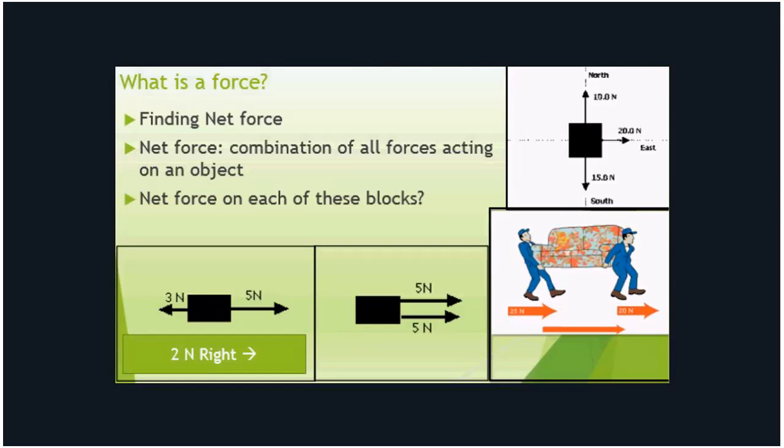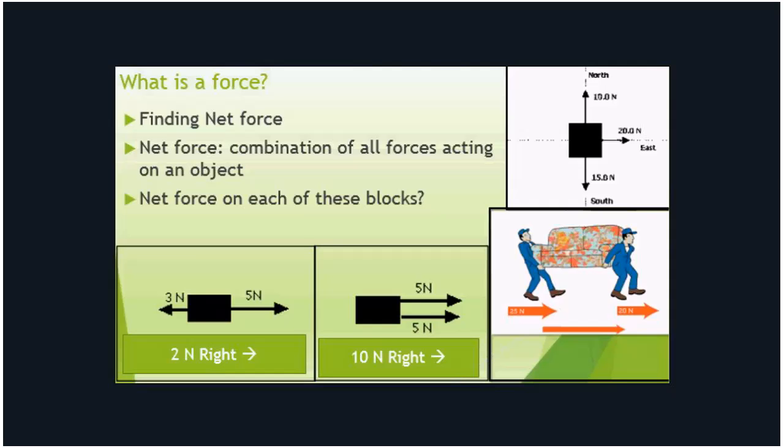5 minus 3 is 2 newtons, and that's to the right because 5 is a larger number, meaning this box should move to the right with 2 newtons of force. The next question says you have someone pushing on the box with 5 newtons of force to the right, another person on the box pushing to the right at 5 newtons. Those are going the same direction. They're both going right. You should add. 5 plus 5 is 10 newtons to the right. And this should also be moving because this is an unbalanced force.